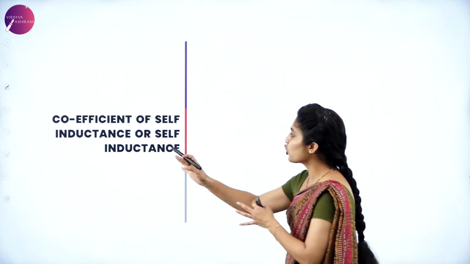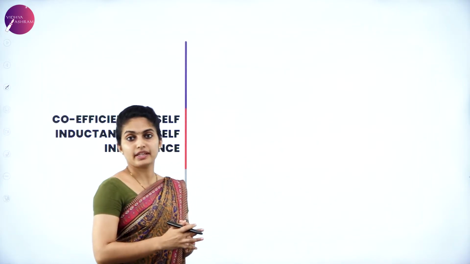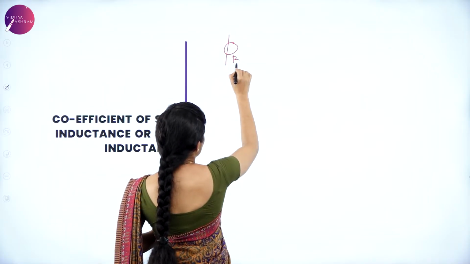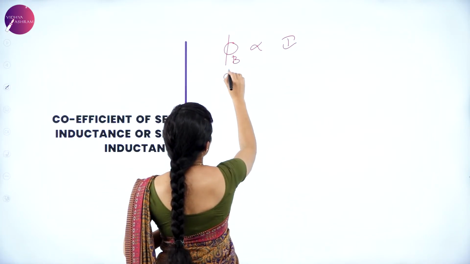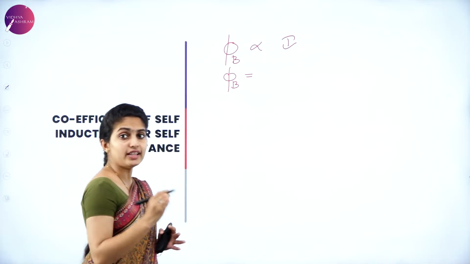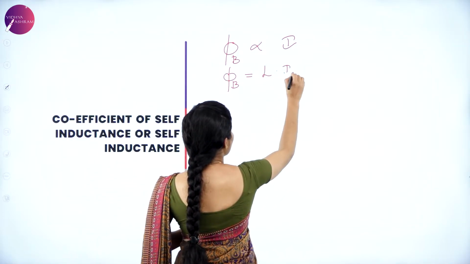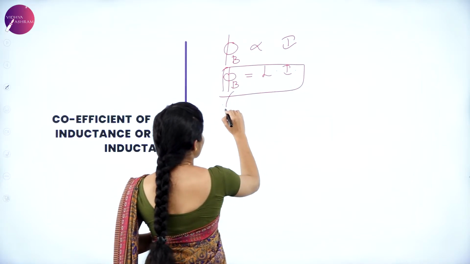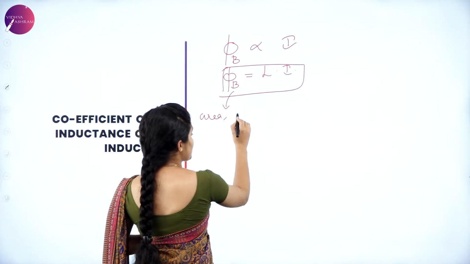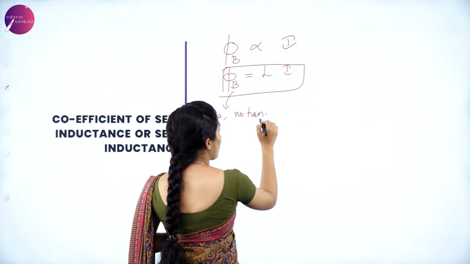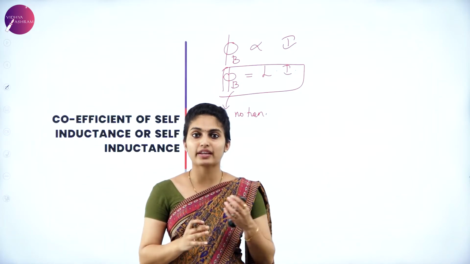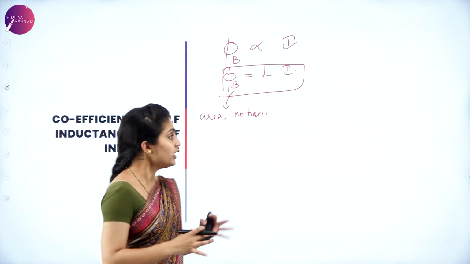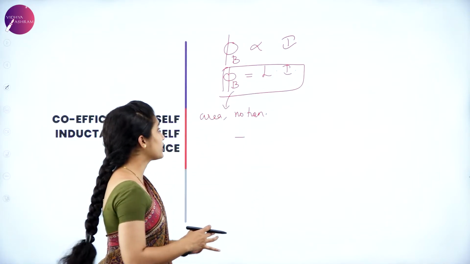So now we are studying the coefficient of self-inductance. The coefficient of self-inductance can be defined as: the magnetic flux is directly proportional to the current which is produced, okay? So this magnetic flux is equal to, removing the proportionality constant, L into I, okay? And the self-inductance of the coil depends upon the area of cross-section and number of turns in the coil, as well as the core on which the wire is wound. It depends on that core also, okay?